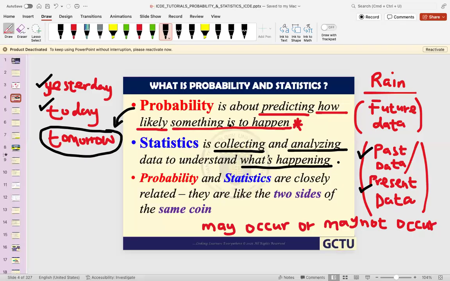Somebody may say, so can we do away with one of them? No. We need a combination of the two in order to be accurate in our processing of data. We need to combine the two in order to be accurate.